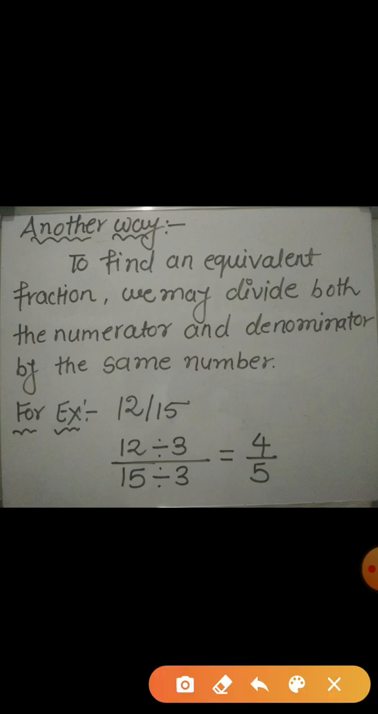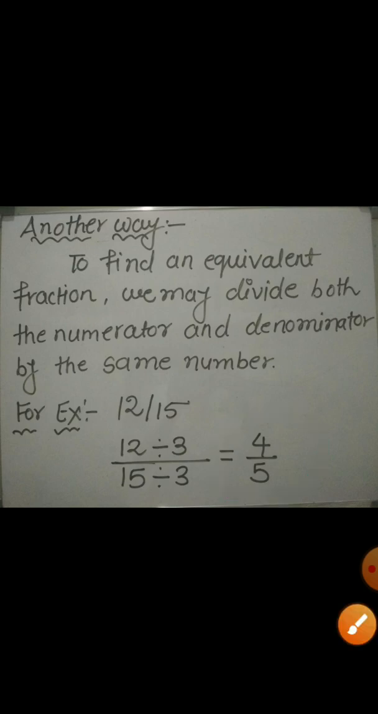So here you can see I have divided both numerator and denominator by the same number 3. Now 12 divided by 3 is equal to 4 and 15 divided by 3 is equal to 5. Hence, the equivalent fraction of 12 upon 15 is 4 by 5. So in this way you can find out the equivalent fraction of any given fraction.